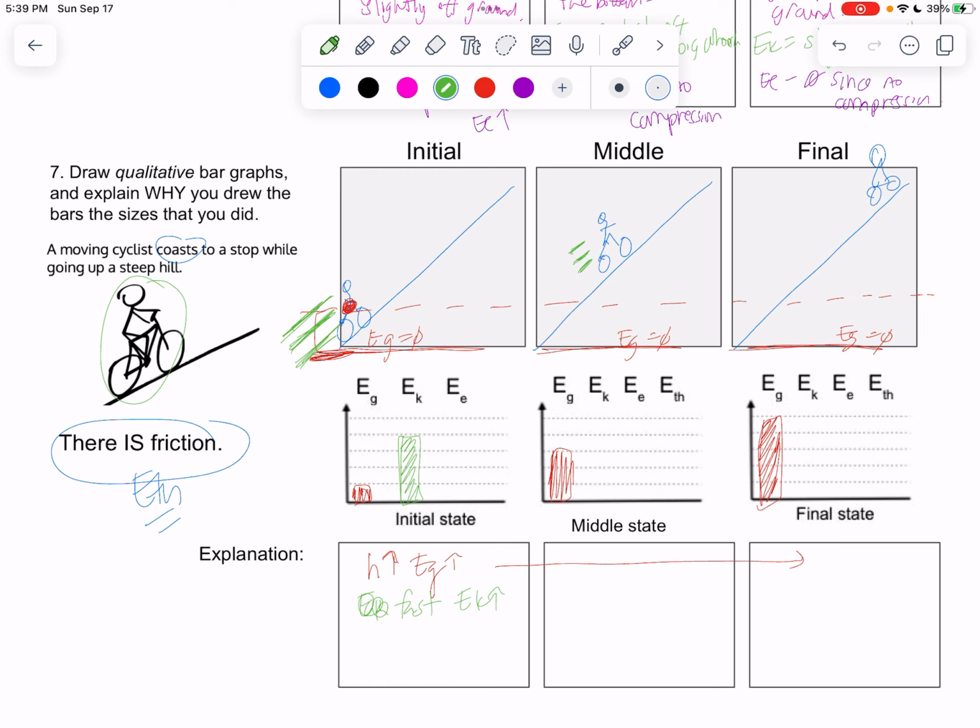Oh, my thing is dead already. My pencil doesn't charge. Hold on. Okay, so she's going to get 2 EKs in the middle position, as shown by not very big whooshies. And then by the top, it says that she comes to a stop. Since she's coming to a stop, we know there's going to be no EK.